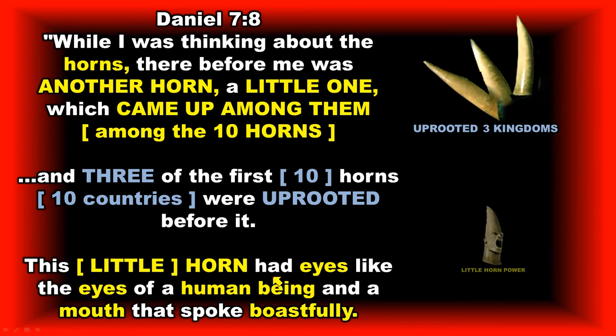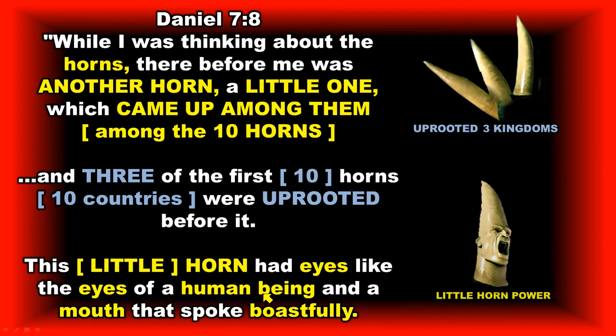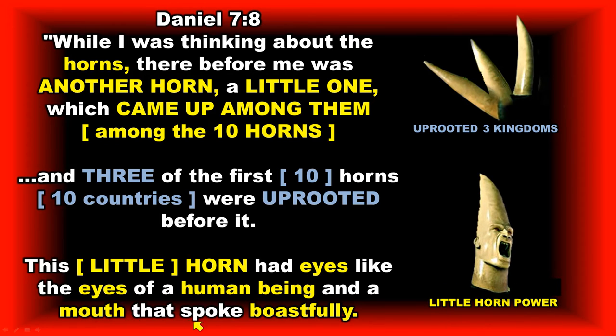And this little horn had eyes like the eyes of a human being and a mouth that spoke boastfully. So this little horn, it says, was different than the other horns. It was a government, but this government had eyes like a human, and it had a mouth that spoke boastfully. So let's find out more about this little horn.